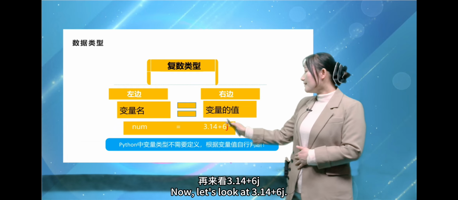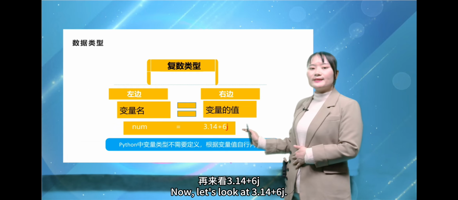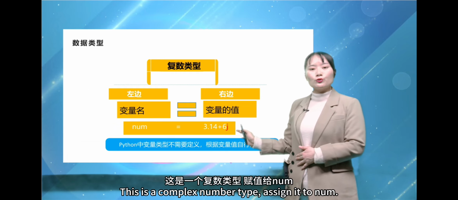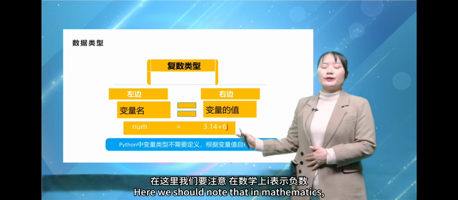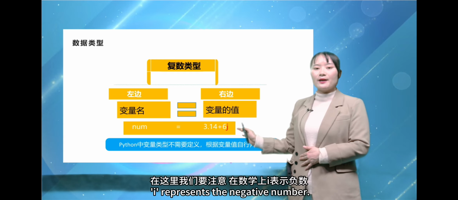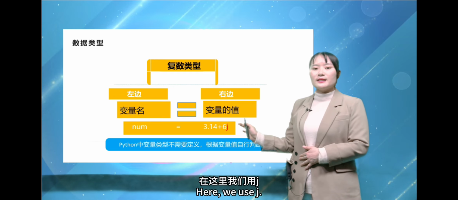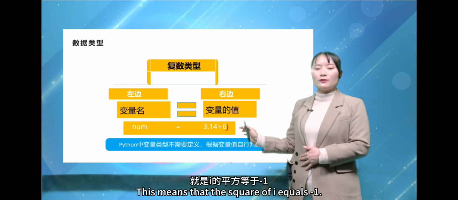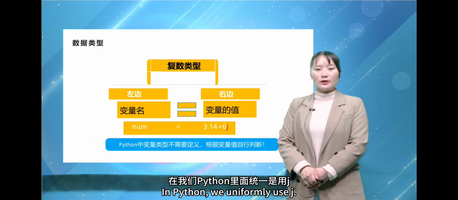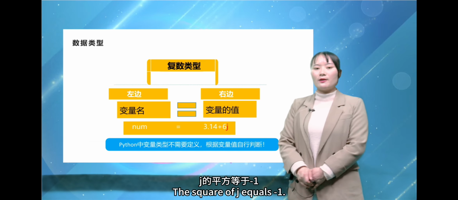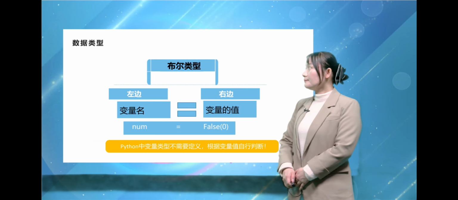Now, let's look at 3.14 plus 6j. This is a complex number type. Assign it to num. Here we should note that in mathematics, i represents the imaginary unit. Here, we use j. This means that the square of i equals -1. In Python, we uniformly use j. The square of j equals -1.